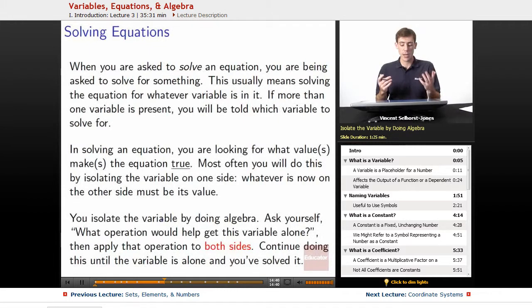How are you going to do that in general? Normally you're going to isolate the variable by doing algebra. You will ask yourself, what operation would help get this variable alone? What would I have to do to this side to be able to get this variable on its own? Then you do that operation to both sides. You continue to apply these operations, asking yourself one time after another, what could I do to get this variable alone? You keep doing operations to both sides. And then you keep doing this until eventually the variable is alone on one side and you've solved it. You'll get something of the form x equals a bunch of numbers, right? So you'll know that x is equal to this stuff right here. You've solved it.